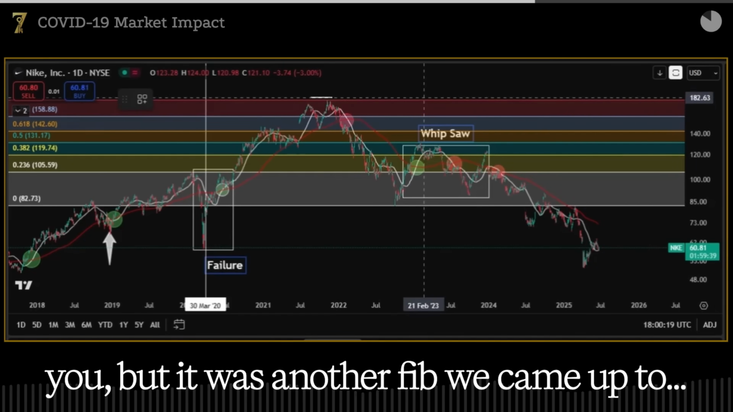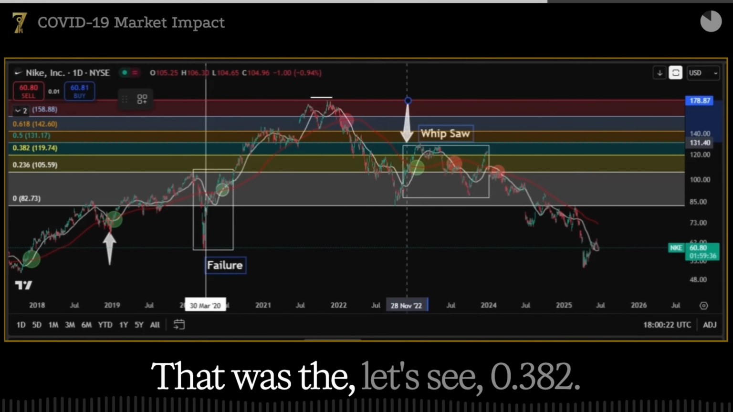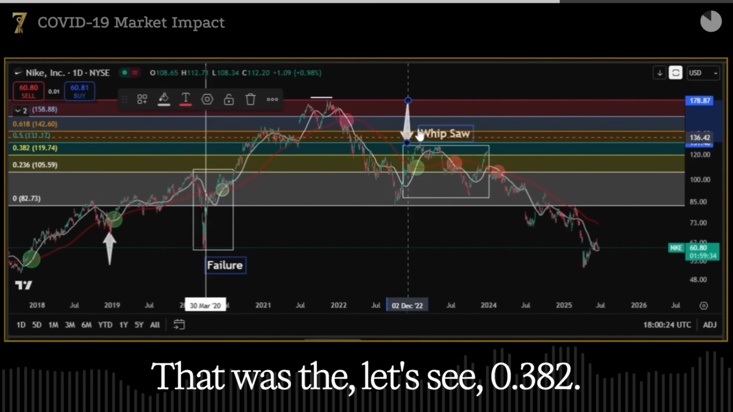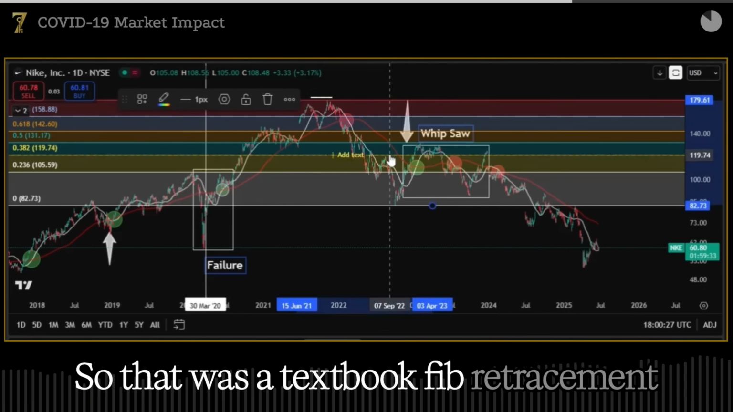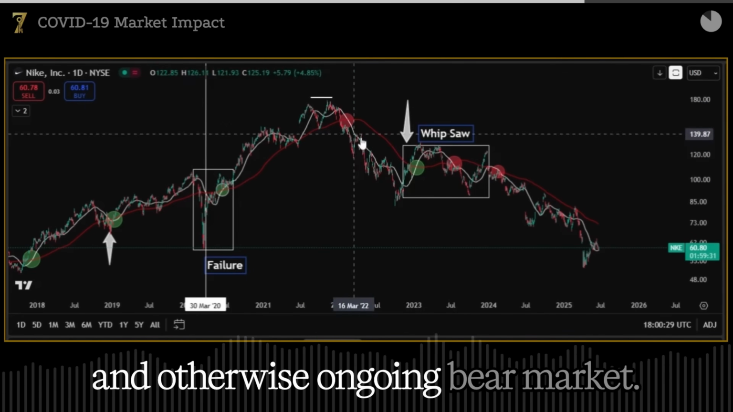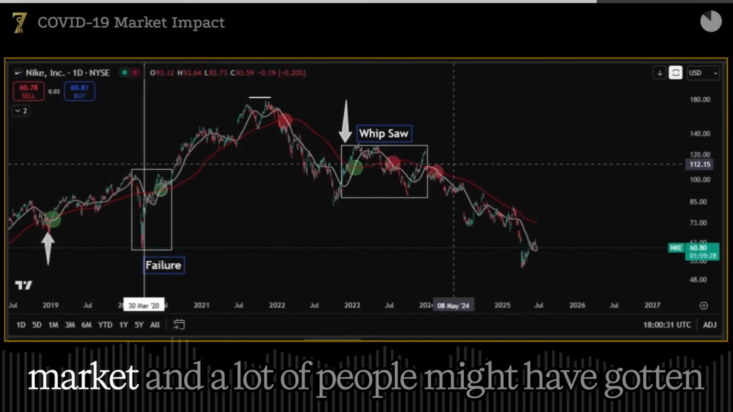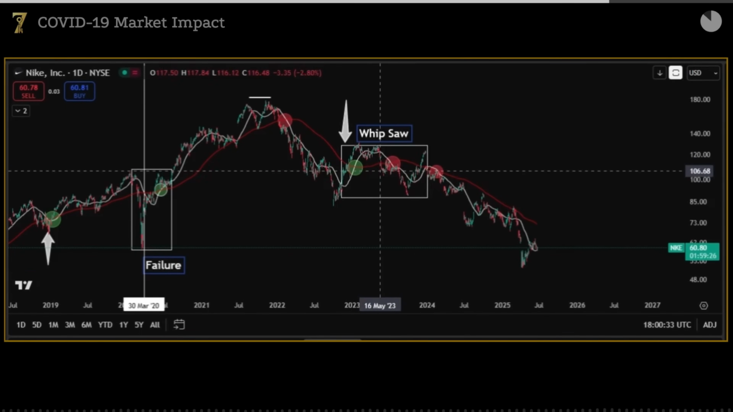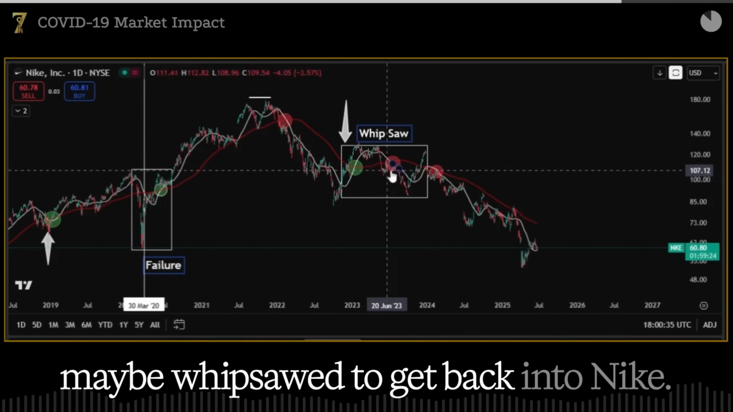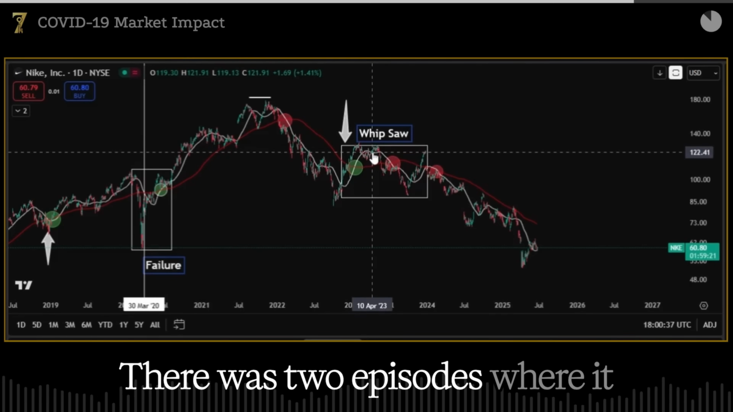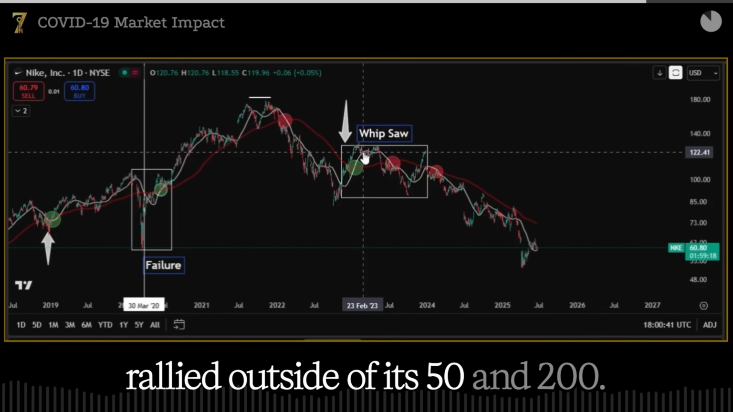We came up to, let's see, what level was that? That was the, let's see, 382. So that was a textbook fib retracement and otherwise ongoing bear market. And this has been a really rough bear market, and a lot of people might have gotten maybe whipsawed to get back into Nike. There were 2 episodes where it rallied outside of its 50 and 200.